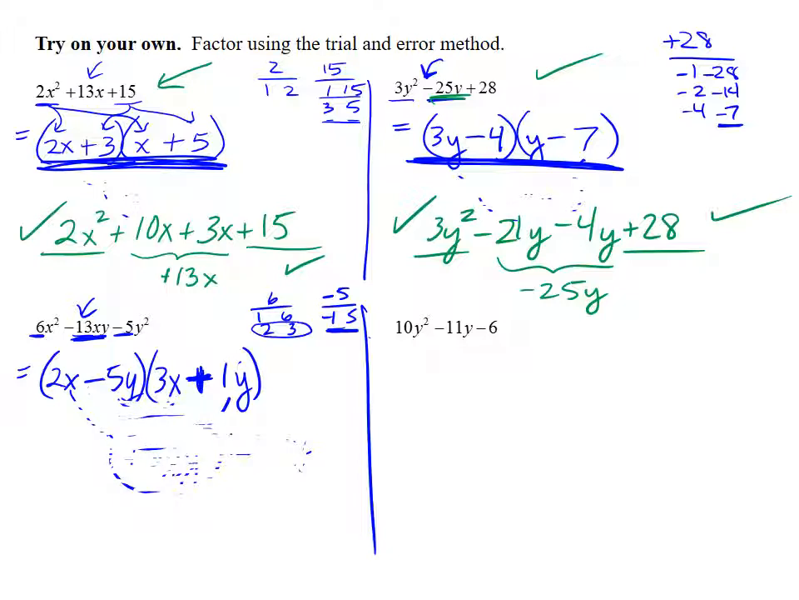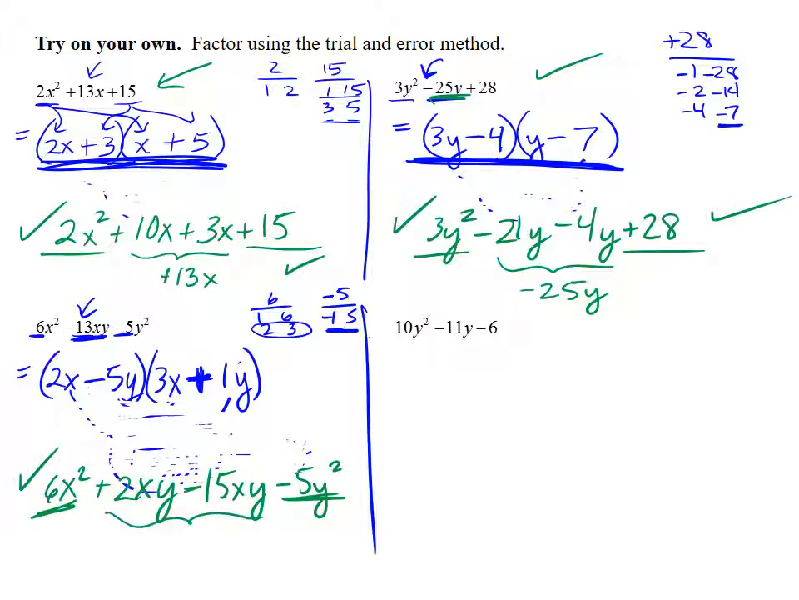All right. I'm sure you have a better eraser than I have. 2x times 3x would be 6x squared. Outside terms would be positive 2xy. Inside terms would be negative 15xy. And last terms, negative times a positive would be negative 5y squared. First term is what we started with, last term is what we started with, and in the middle, careful with the signs, that is a negative 13xy. That's exactly what we started, so that checks.